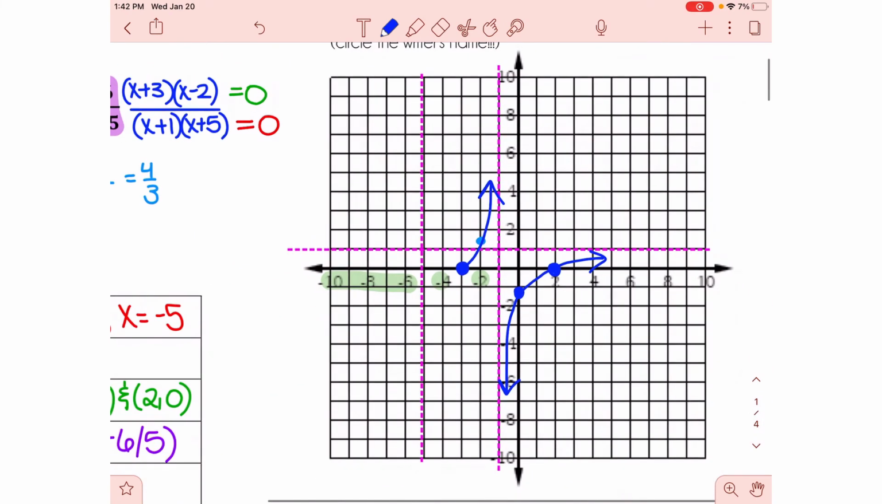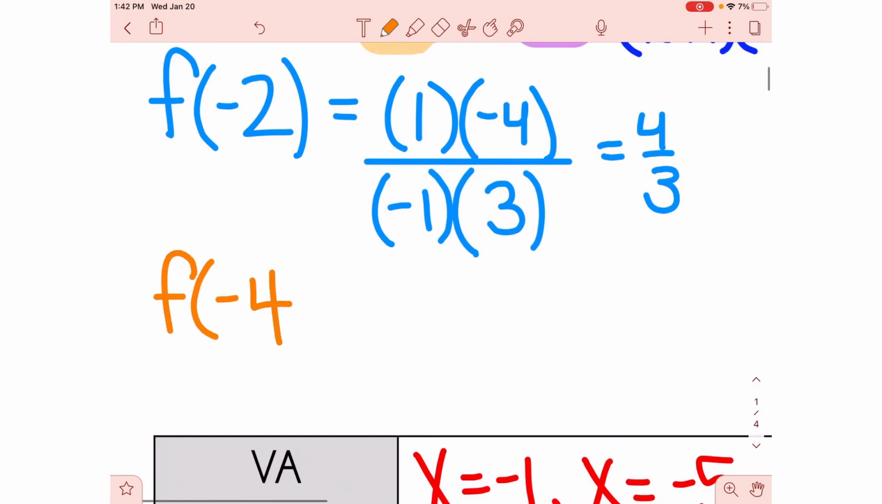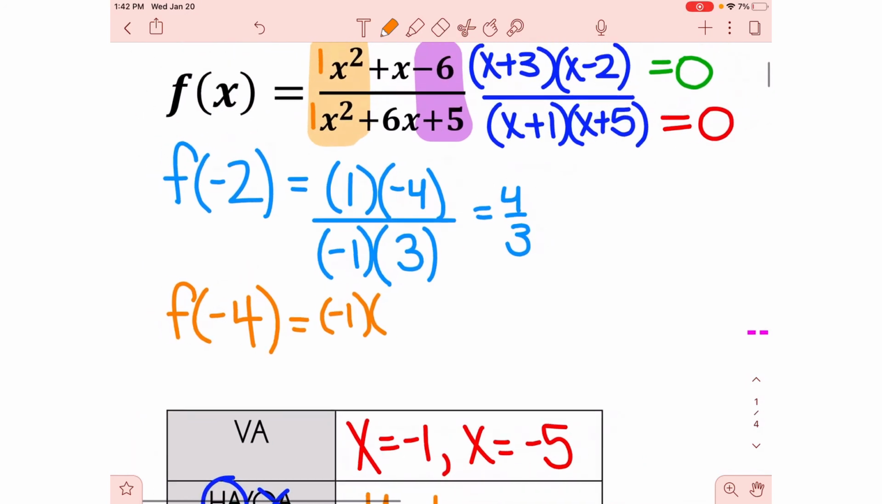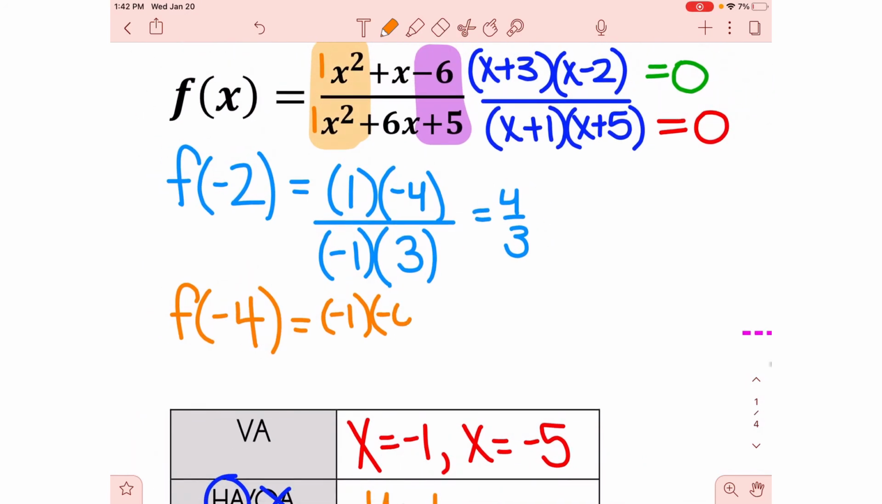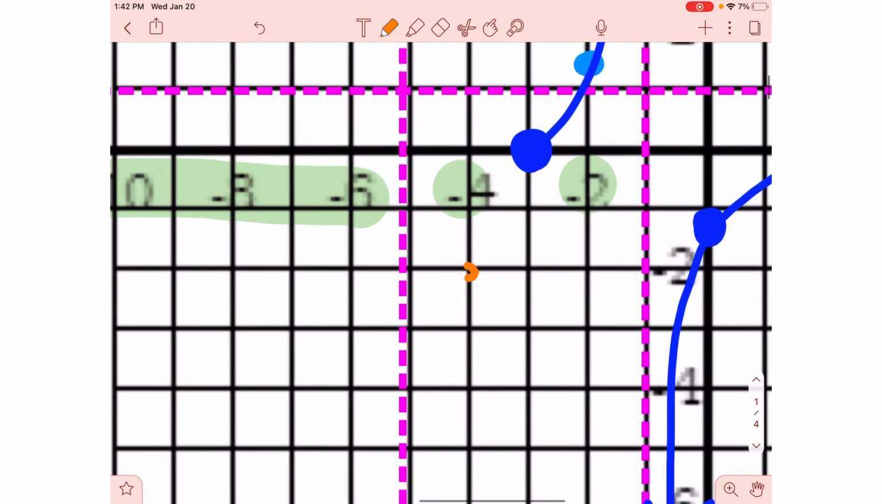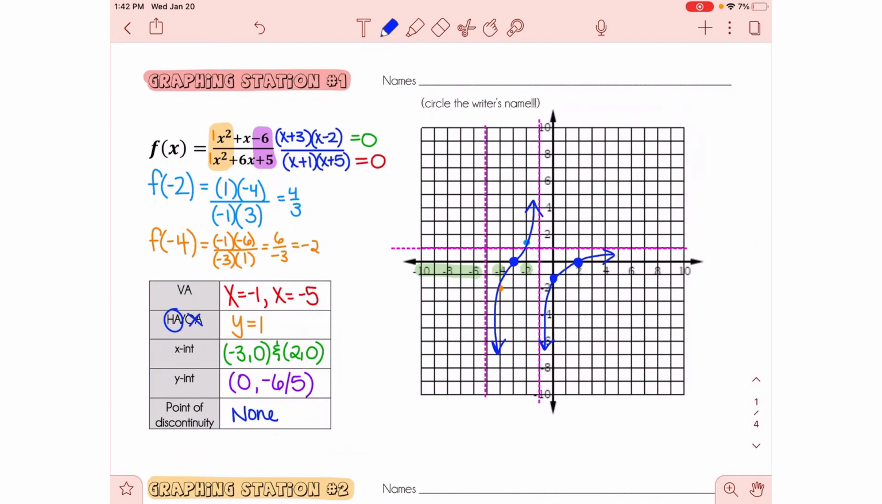Now let's plug in -4. Okay, on top, -4 plus 3 is -1. -4 minus 2 is -6 over -4 plus 1, -4 plus 5. Okay, so that's +6 over -3, which is -2. Nice, so -4 is at -2. So that tells me that this chunk of the graph is actually going to go down. Okay, and then we got one more.